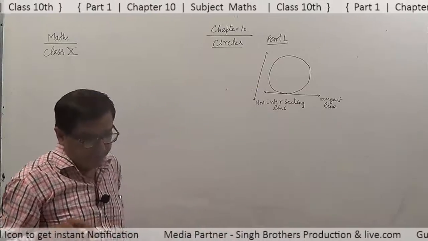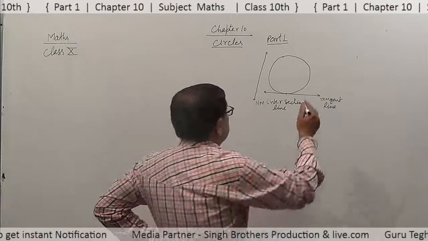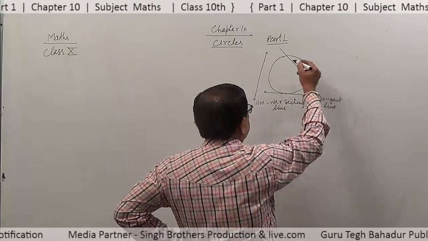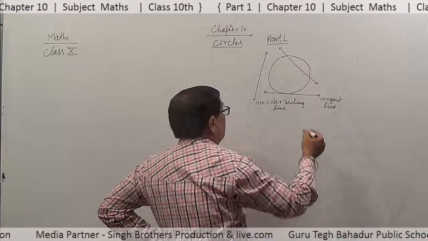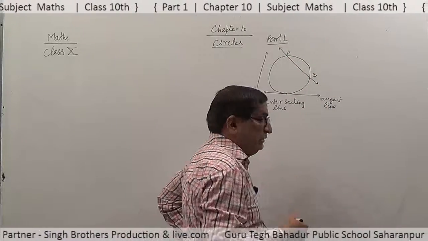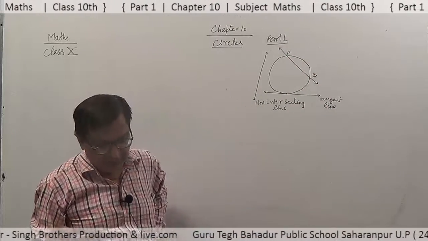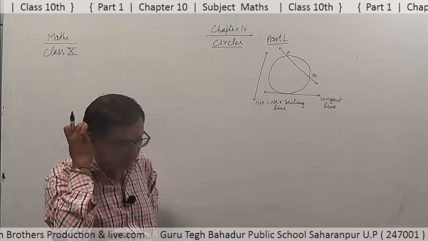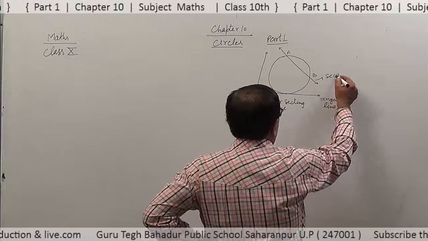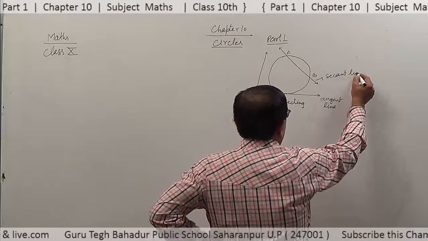Third line, the line which intersects the circle at 2 points. The line which intersects the circle at 2 points is called a secant line.